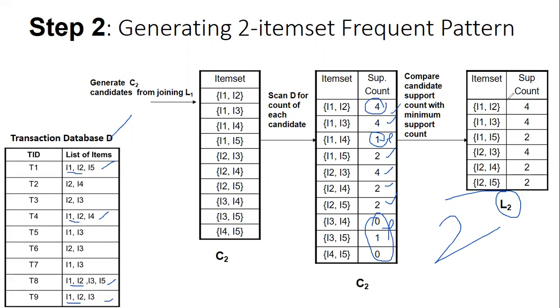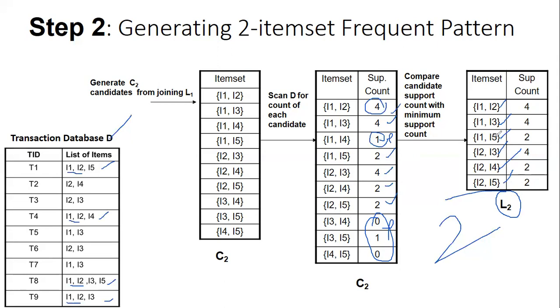So I1, I2, yes, it is there. I1, I3, yes. I1, I5, yes. Then I2, I3, yes. I2, I4, yes. I2, I5, yes. Out of how many candidate item sets have we got the frequent item sets? Totally there were 1, 2, 3, 4, 5, 6, 7, 8, 9, 10. Out of 10, we have got only 6. 4 are pruned out. So we have got L2.